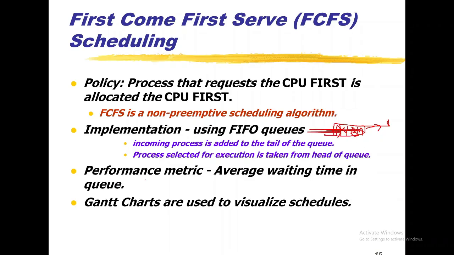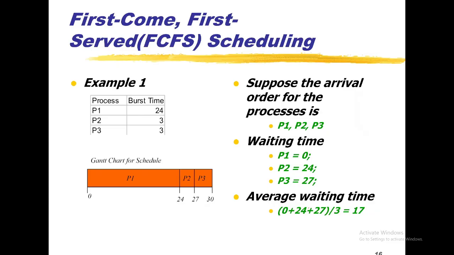Now, the performance metric here is the average waiting time in the queue. We calculate the average waiting time in the queue here. Then Gantt charts are used to visualize the schedules. So we are going to see how Gantt charts are used to visualize first come, first serve. Here is the table, where you have process 1, 2, and 3, each having their different burst time. Process 1 has 24, process 2 has 3, and process 3 has 3 milliseconds.